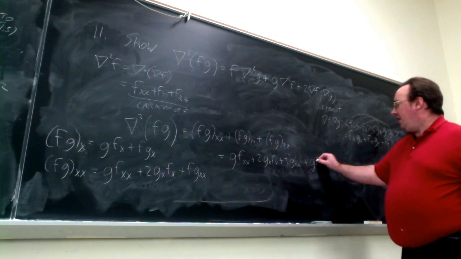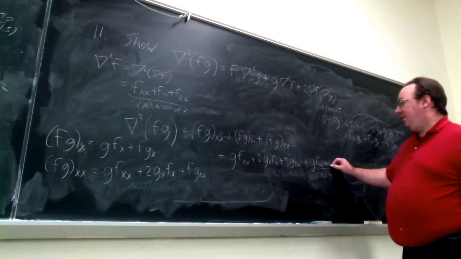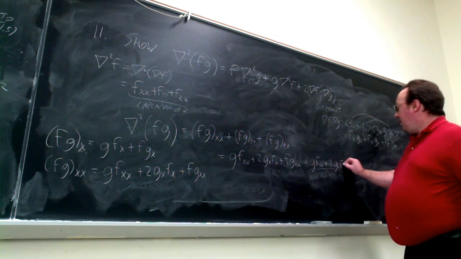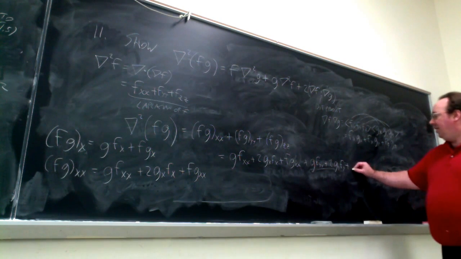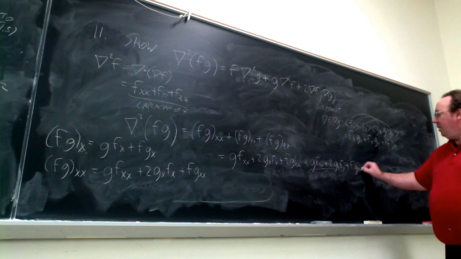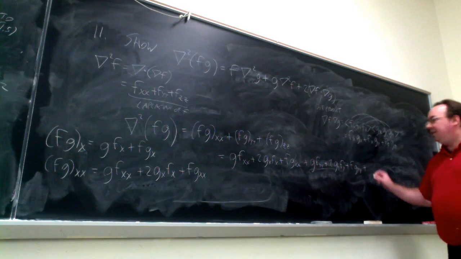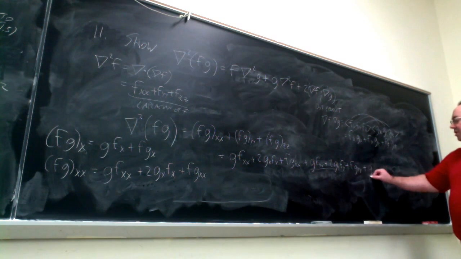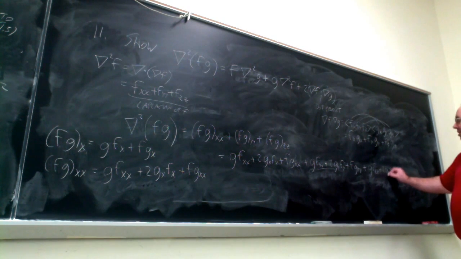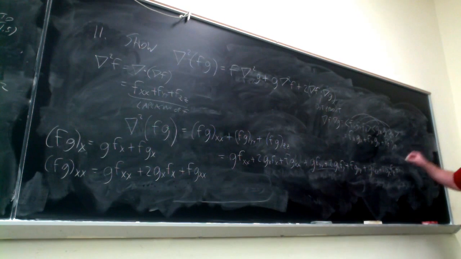And then the same thing with respect to y and z. So gfyy plus 2gyfy plus fgyy. And then again for z. So gfzz plus 2gzfz plus fgzz. So now everything has been, all the differentiation has been carried out.